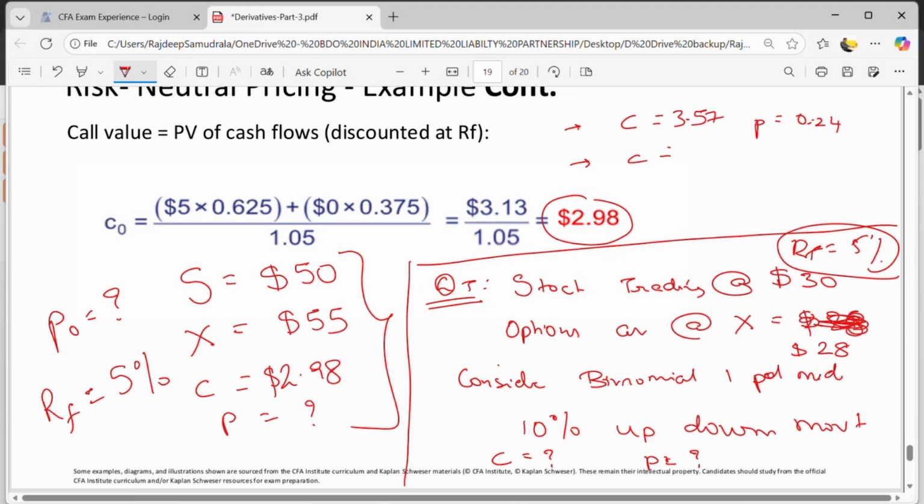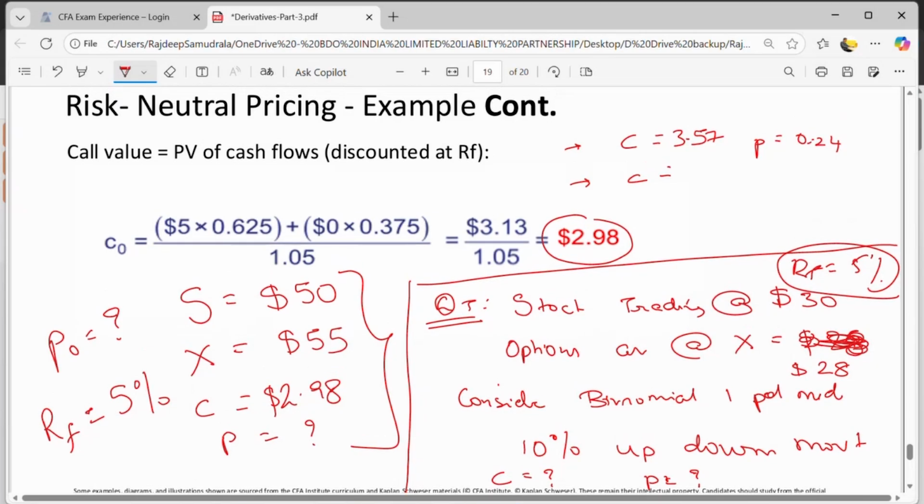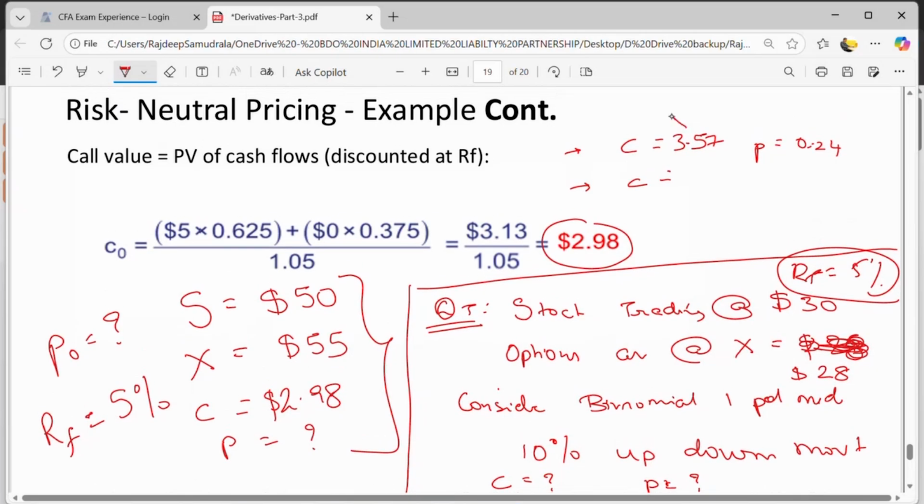Can you tell me what is the time value of the call option? What's the time value? No idea, right? So you mean for both up and down, right? No, what's the time value? I taught this yesterday.